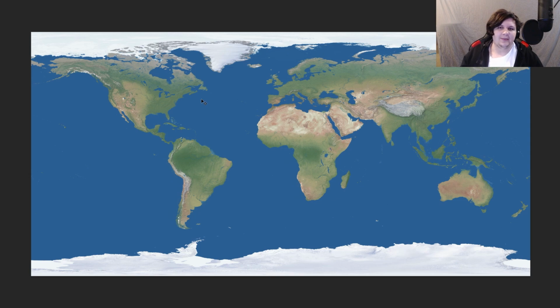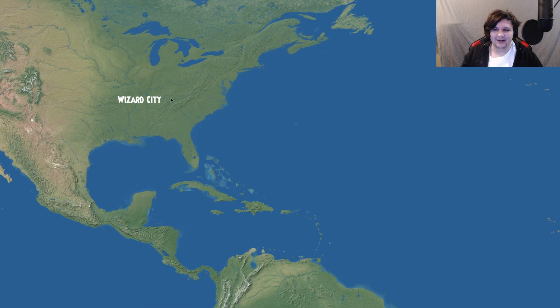So right off the bat, we have a little bit of a problem. Wizard City is not based on anything in particular. I would say that there isn't anything exactly that it represents. You could say it just represents like American. I know that this is really small, but I'll make it a little bit bigger and zoom in on that.